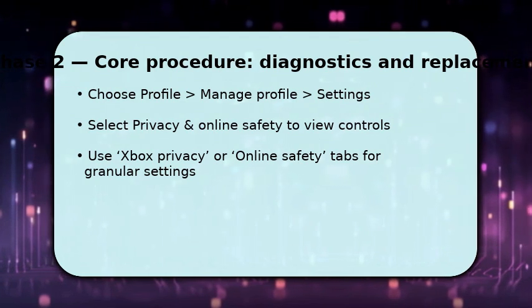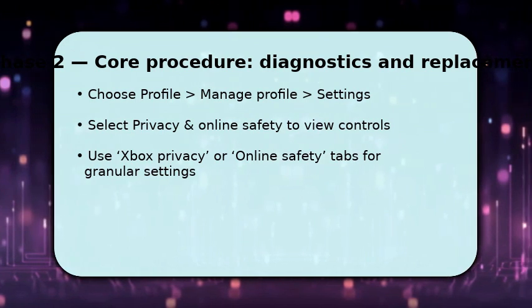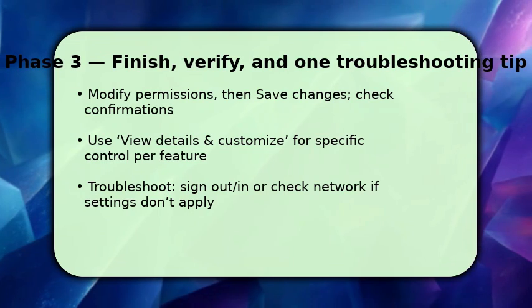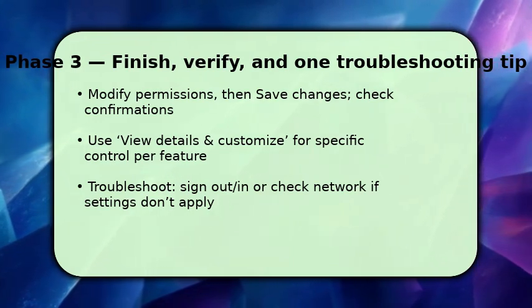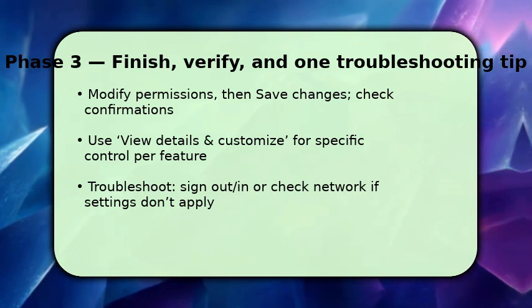Changes explain the effect. If you have a child account, controls will differ, so make sure you're editing the right account type. Now modify the specific permissions: who can communicate, see your activity, or join multiplayer, and use view details and customize for per feature control.